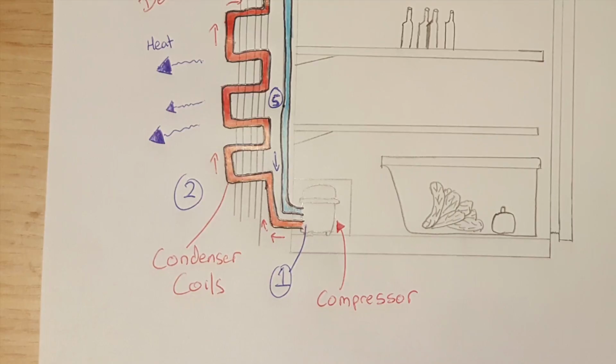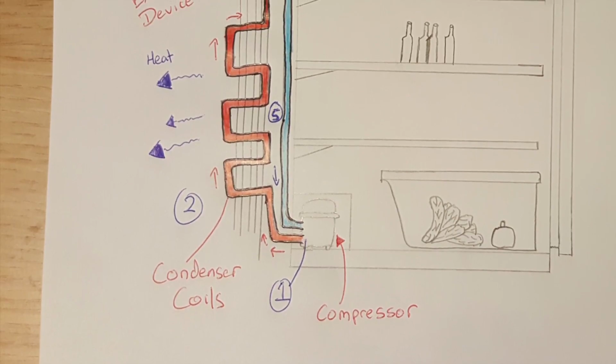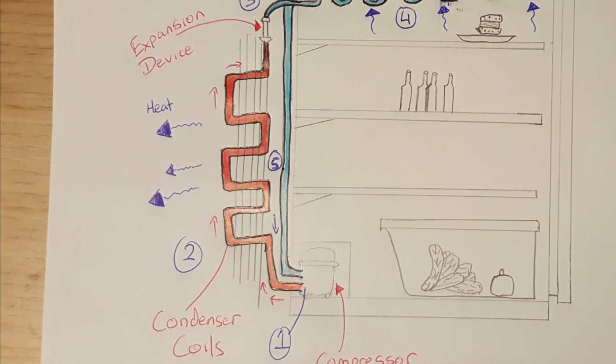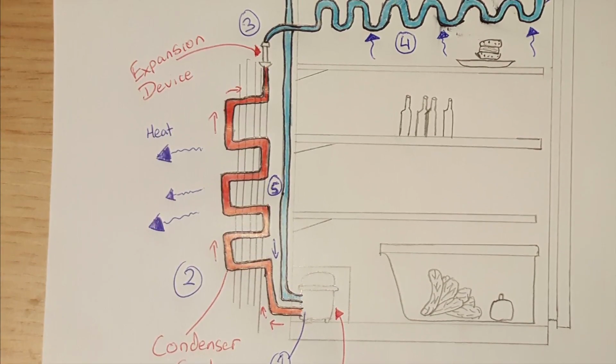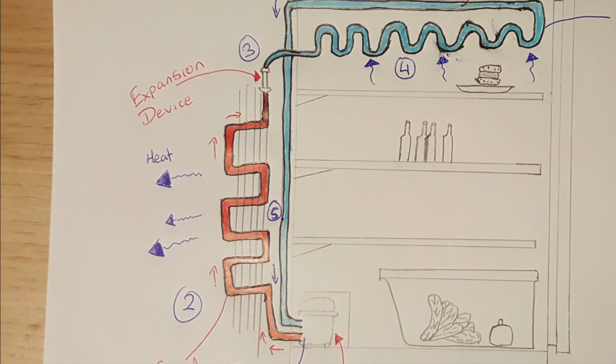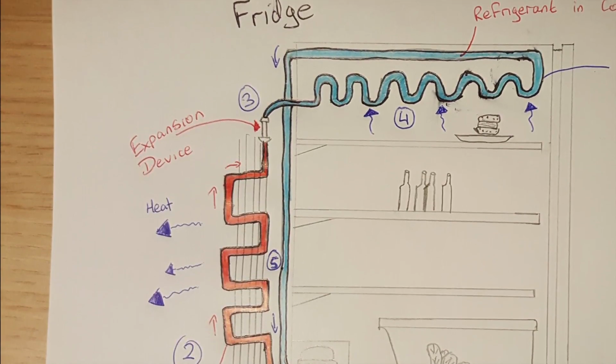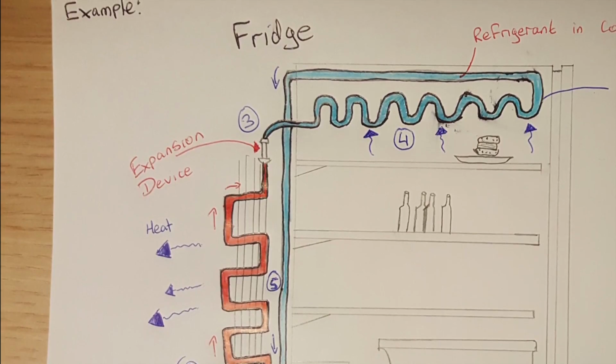Fridges operate using a heat pump. At the compressor, the pressure increases and the refrigerant in vapor form is pumped into the condenser coils, where it meets with the cooler air outside of the fridge, which causes it to condense into a liquid. As it does so, it releases its latent heat out through the back of the fridge.